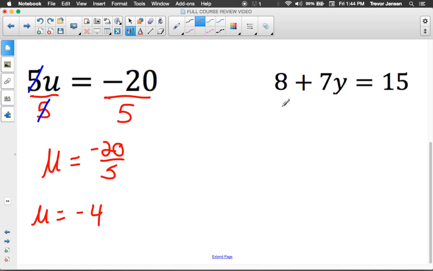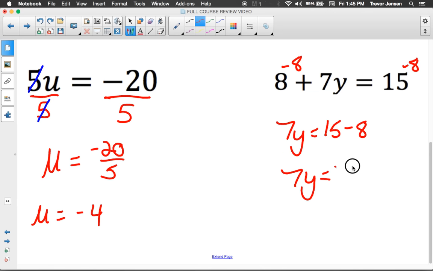Okay, let's move on to two-step equations. First thing you want to do is isolate the term that has the variable. So we want to isolate the 7y by moving this positive 8 to the other side by subtracting 8. So what we're going to do, subtract 8 from both sides of the equation. And on the left, we have 8 minus 8. That's 0. It's gone. So all we have left on the left side of the equation is 7y. On the right, we have 15 minus 8. And 15 minus 8 is 7. So now we have 7y equals 7.